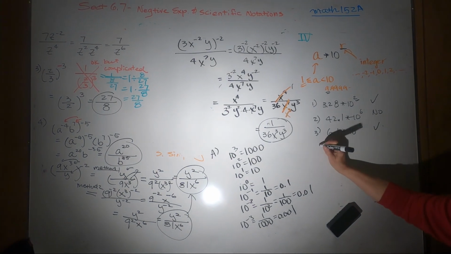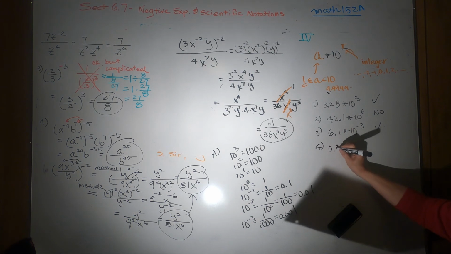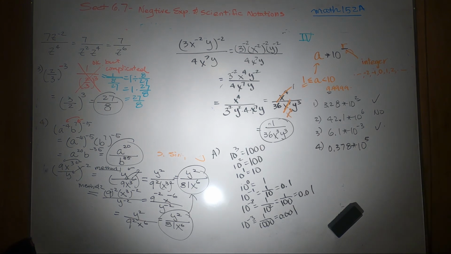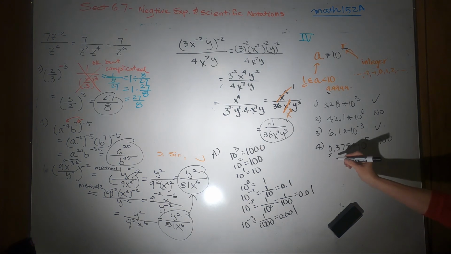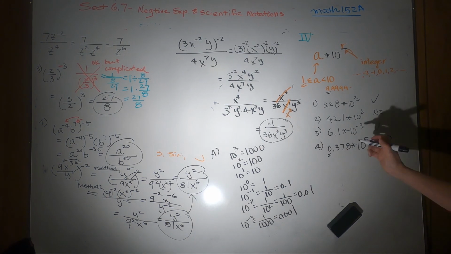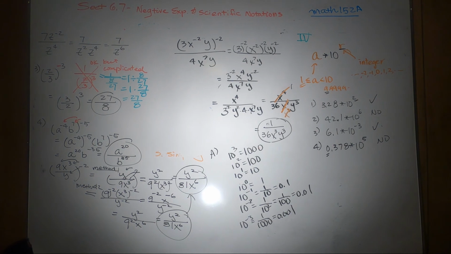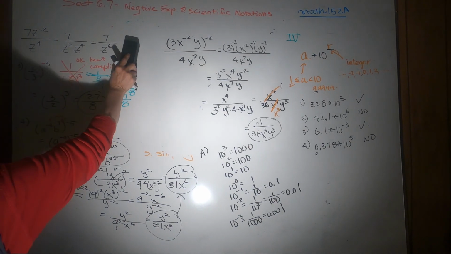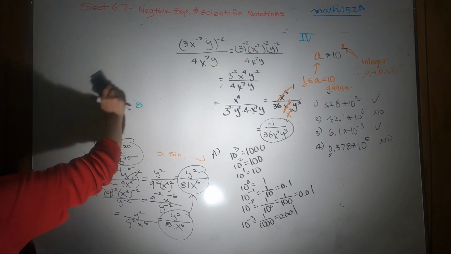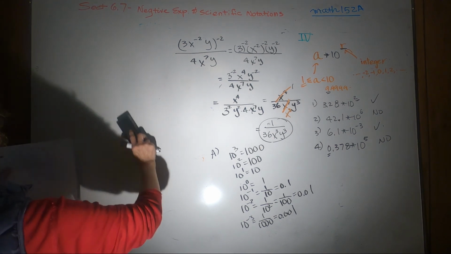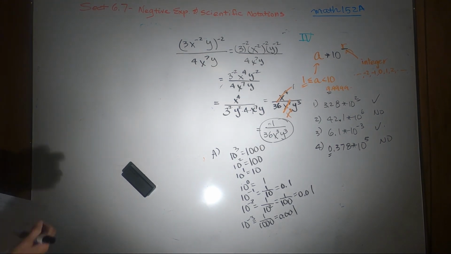It is. Okay, and if we have 0.378 times 10 to the 5th power, is this a scientific notation? No, because there's nothing before the decimal point. You need to have at least 1 there. Okay, so those type of things, we call them scientific notations. So if you look at page 48, how we use them.